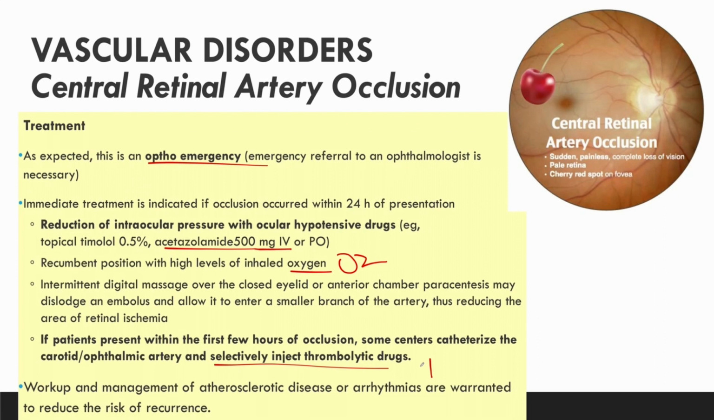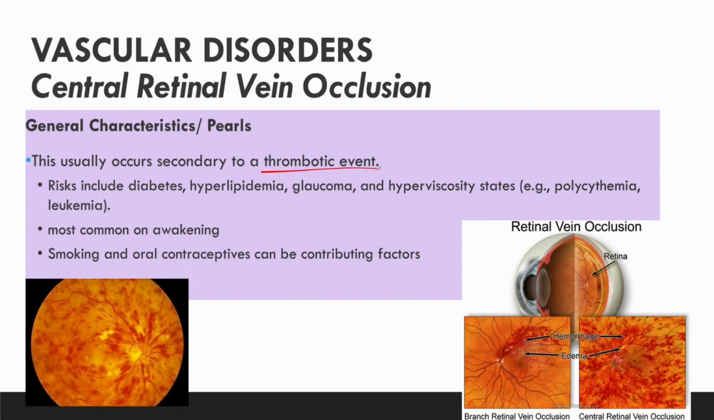And then of course, around and after the fact, you want to figure out why they're atherosclerotic. You want to do carotid Dopplers and EKG and things to look for AFib or plaques that could be the culprit. For central retinal vein occlusion, it's usually more thrombotic than embolic, with the same kind of risk factors, including hyperviscous states like polycythemia, leukemia, and taking oral contraceptives. For some reason, this is more common when people are waking up in the morning, when it first starts. Also, smoking and oral contraceptives are contributing factors.